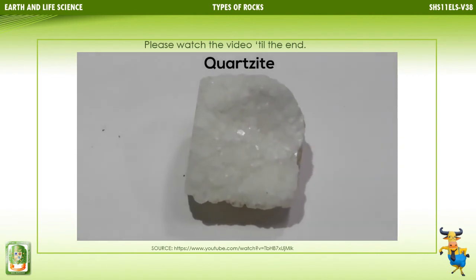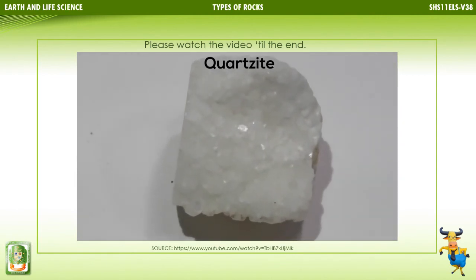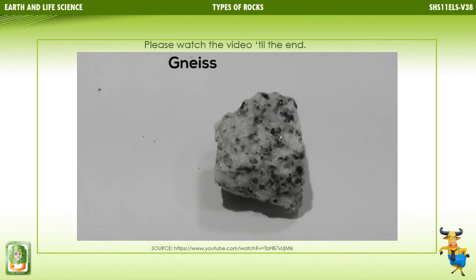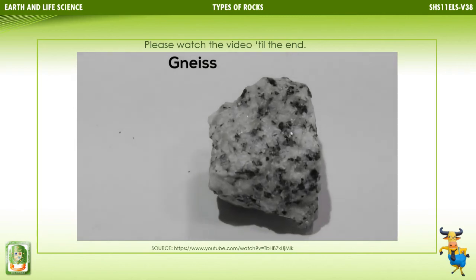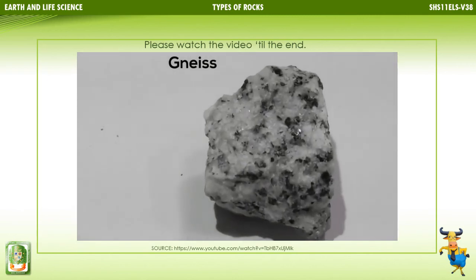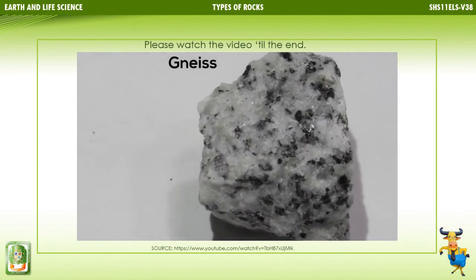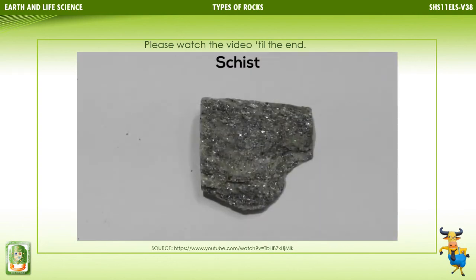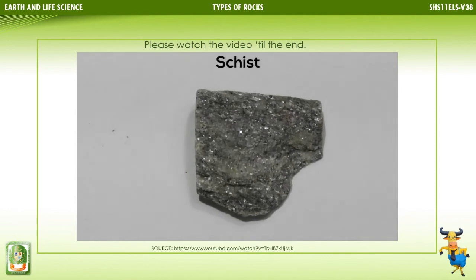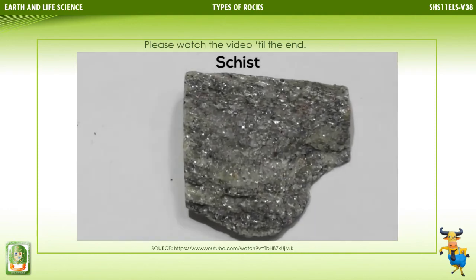Quartzite is a non-foliated metamorphic rock, and its parent rock is sandstone. Gneiss is a foliated rock, and its parent rock is schist. And finally, schist is a foliated metamorphic rock, and its parent rock is slate.